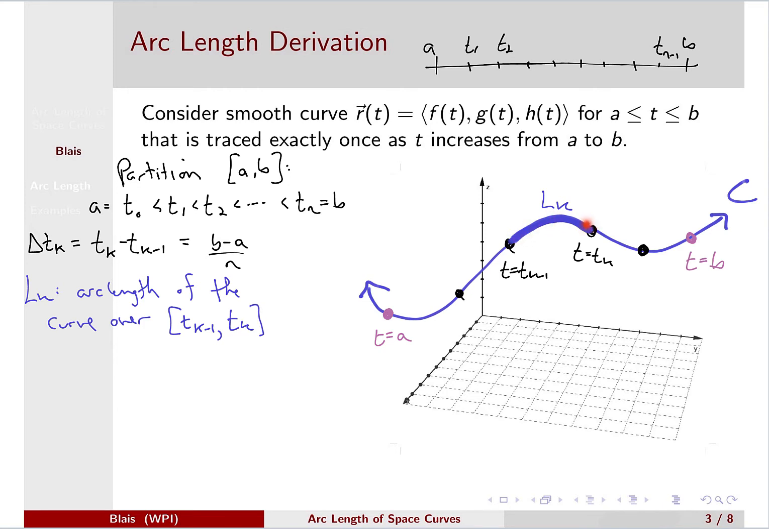And we will approximate the length of this curve using a line. So we will connect these 2 points on the curve with a line segment, and we want to find the length of that line segment. And the way that we do that is by thinking about position vectors. So we know that this first point has the position vector r of t k minus 1, and this other point has position vector r of tk.